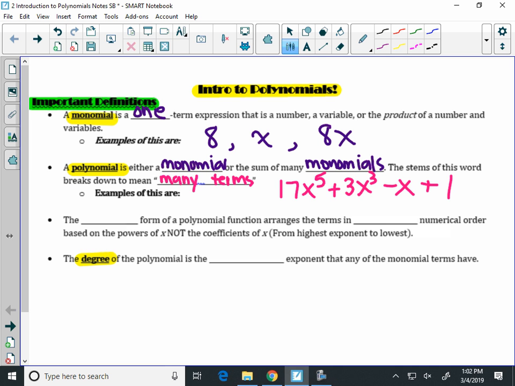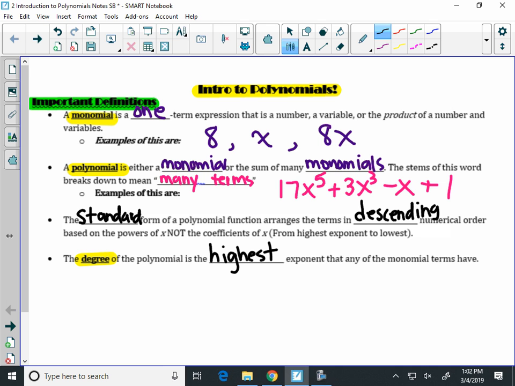All right, now the next one is a word you've known. We did this with quadratics, and it's called the standard form of a polynomial. It arranges the terms based on their exponents in descending order, from highest exponent to lowest exponent. And we learned on Friday that the degree of a polynomial is the highest exponent that it has. So when you're writing the polynomial in standard form, it's the exponent on the first term.